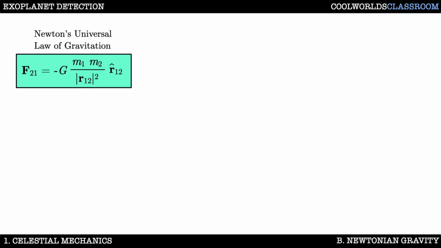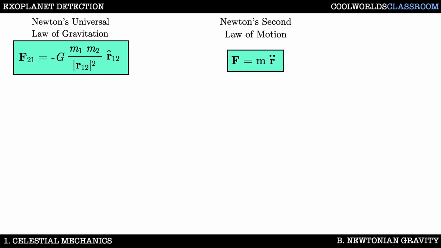Now, along with the universal law of gravitation, we're going to use Newton's second law, which describes how an object's acceleration is proportional to the force applied to it. Notice how we write this as r double dot, where each dot represents a time derivative. So velocity would be dr/dt, or r dot, and acceleration is dv/dt, or r double dot. Let's now equate these two to get the response of each object.